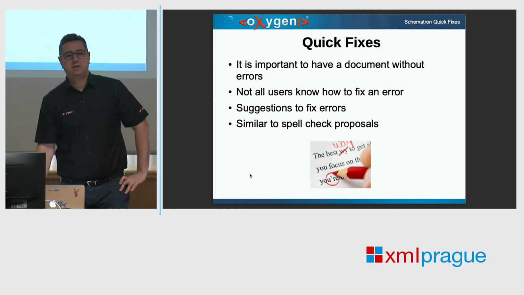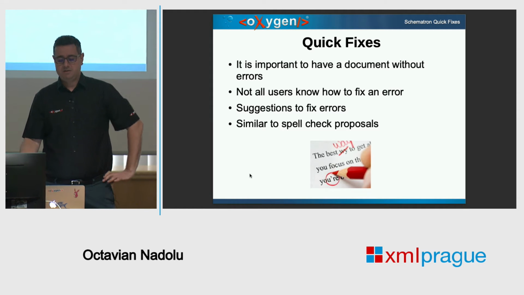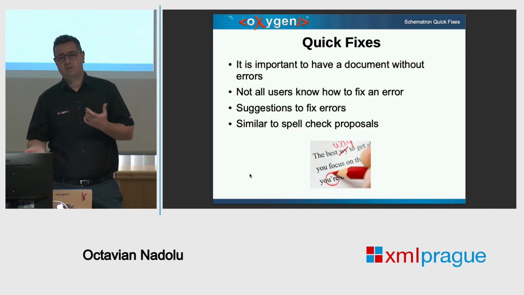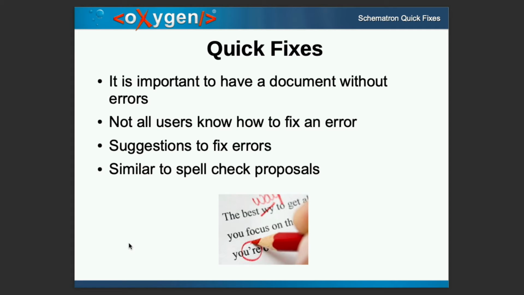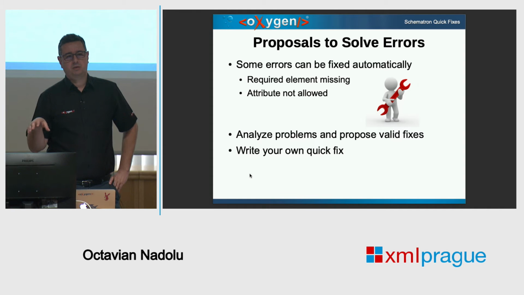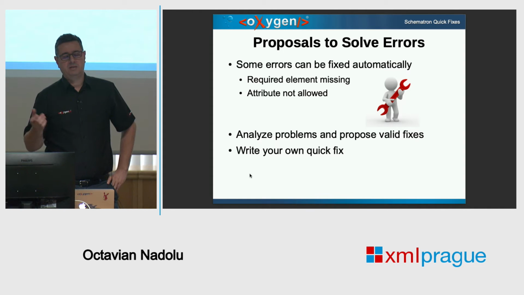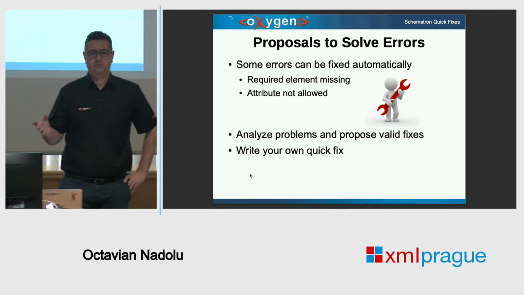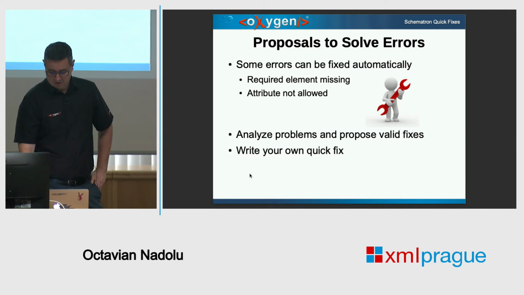And it's similar to the spell check proposals. You have a spelling problem, then you also have some proposals where you can select to fix this spelling problem. So the idea was: you have the Schematron rule, and you can create code that will allow you to fix this problem.